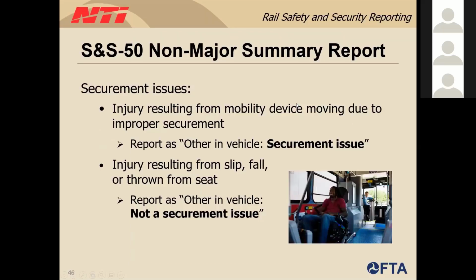Two of the categories for injuries on the SNS 50 form pertain to securement issues. One is called Other In-Vehicle Securement Issue. This selection is used to collect an injury where a mobility device, such as a wheelchair or a scooter, is improperly secured and the device moved, causing the person to be injured. So it rolled around, for example, and the person was injured.